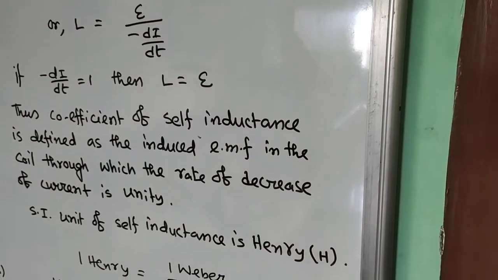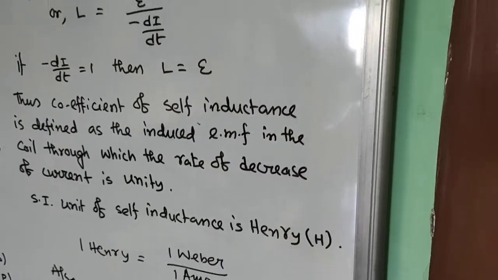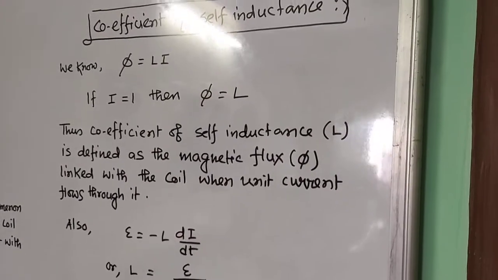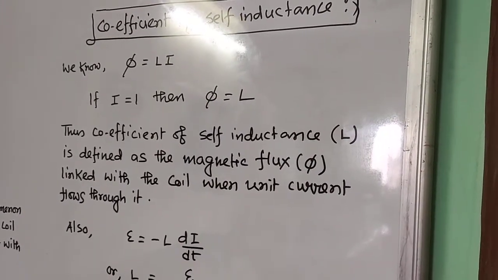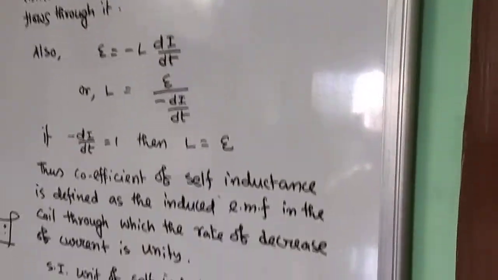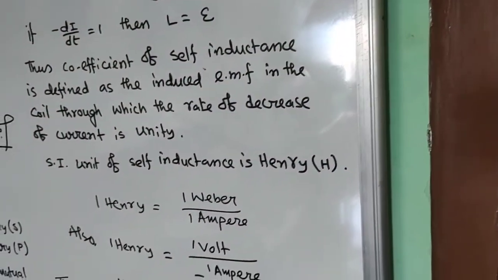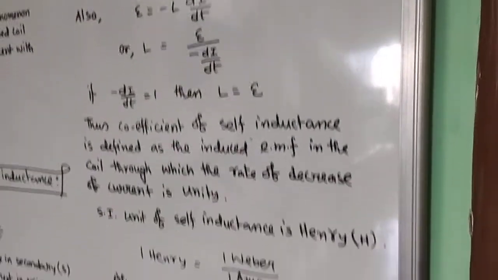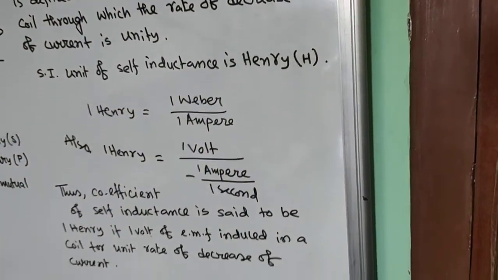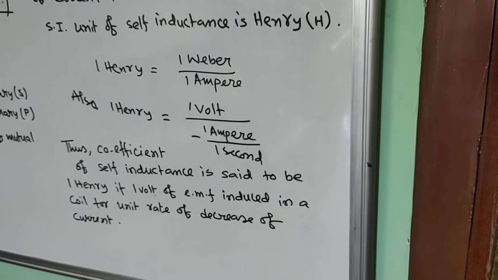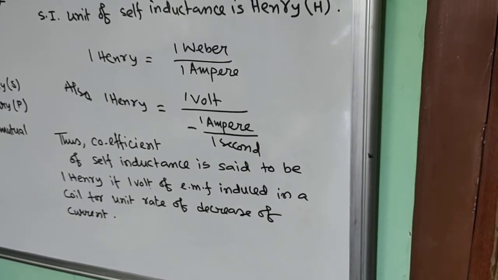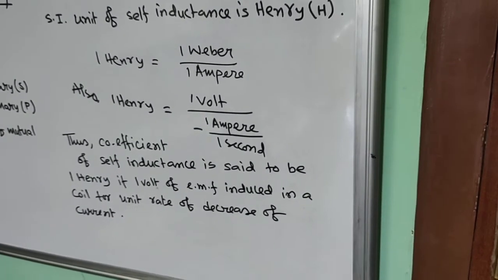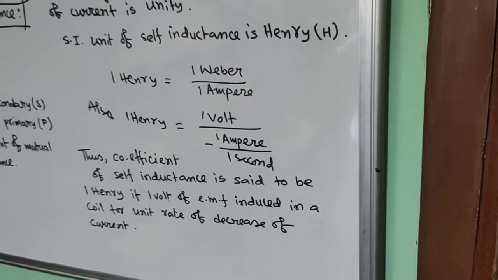Now the SI unit of self-inductance is Henry, and Henry can be defined from both equations, phi equal to Li and E equal to minus L di dt. So L equal to phi by I, where phi is your flux, that is Weber, by ampere. So 1 Henry equal to 1 Weber by ampere, and also from this equation 1 Henry equal to 1 volt by 1 ampere per second. Thus the coefficient of self-inductance is said to be 1 Henry if 1 volt of EMF is induced in a coil for unit rate of decrease of current. So this is the definition of Henry.